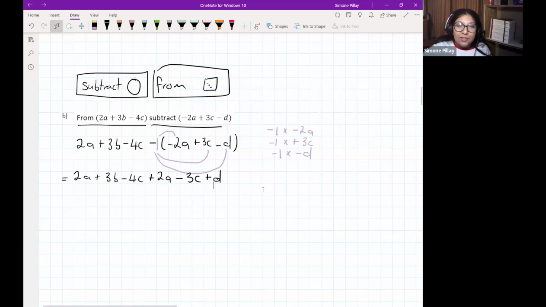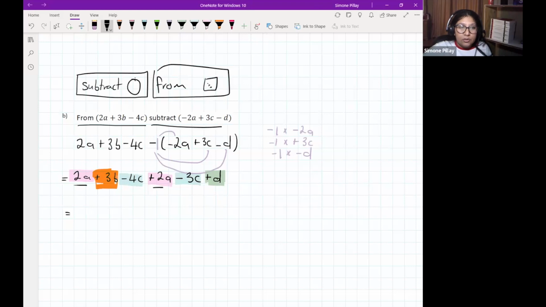Okay, so that's that. Now that I've gotten rid of my brackets, what is my next step? Let's look at some like terms. That's all I'm seeing that have a's. And remember, like terms have the same variable and the same exponent. Then c, and b is on its own, it seems, over here, and d is also on its own. So if we were to now add up these like terms, it would look something like this.